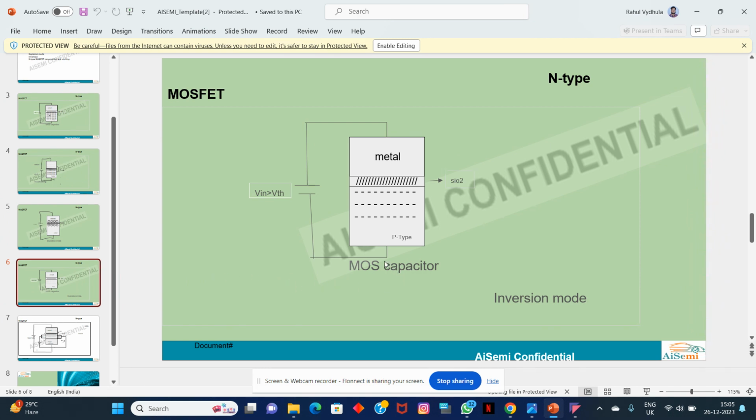Inversion mode. By using the parallel plate capacitor principle, if we give one potential, that means if we give positive, then an equal number of opposite charges are formed. Here the electrons in the metal, that means negatively charged particles, are moving below the SiO2 region, that means in the P type. That is inversion.